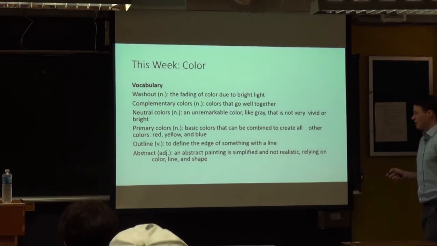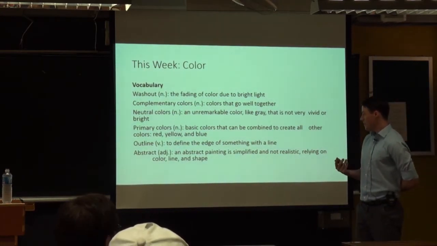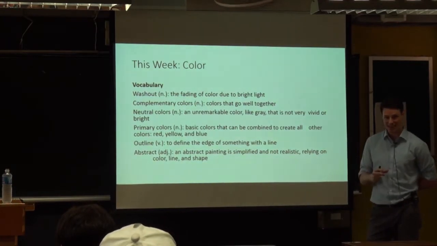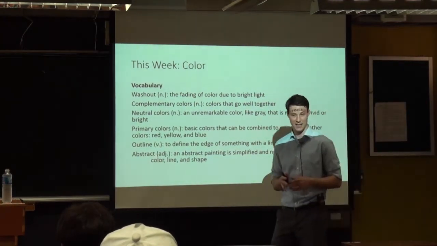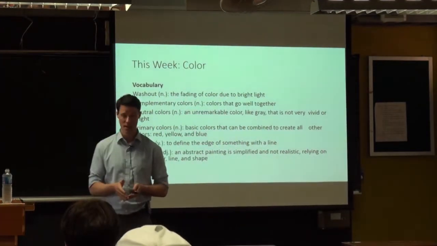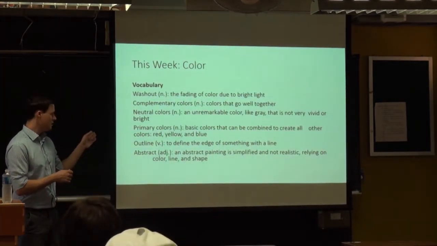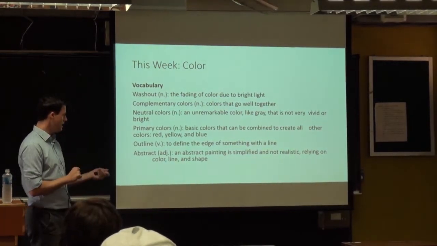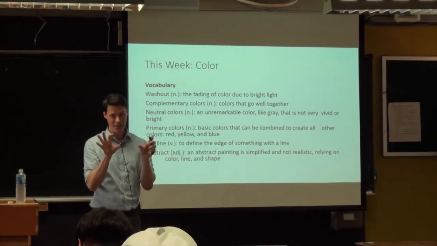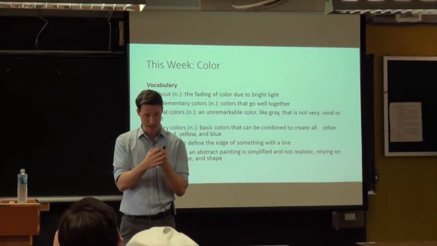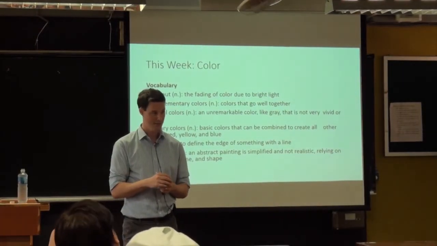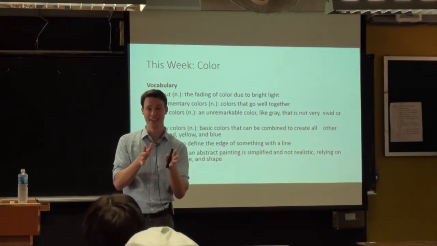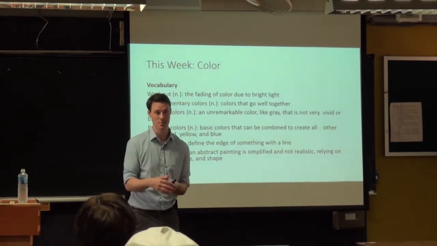Primary colors are basic colors that can be combined to create all other colors. So primary means basic or first. Usually people think of the primary colors as 3 colors, red, yellow, and blue. You can take those 3 colors and mix them together to create all other colors. So yellow and blue mixed together is green. That's where green comes from.